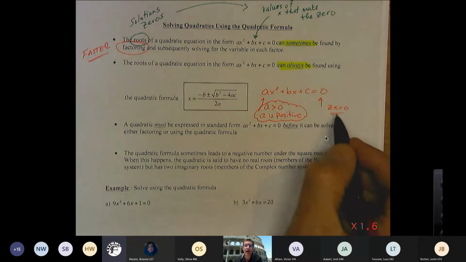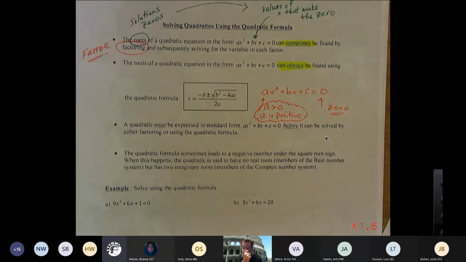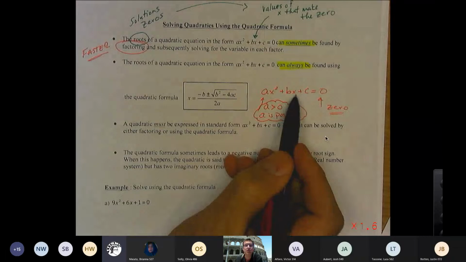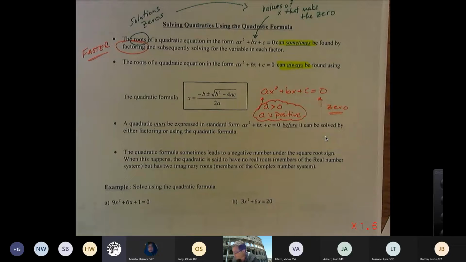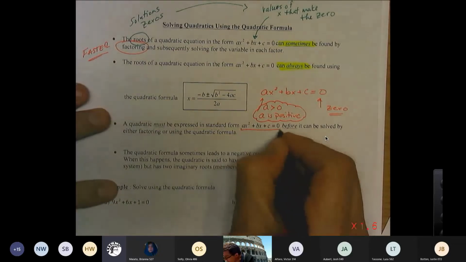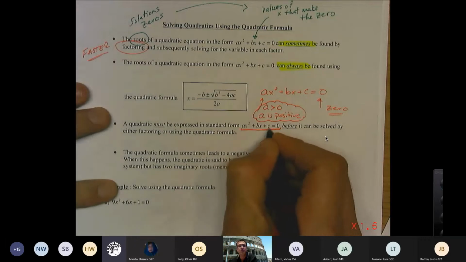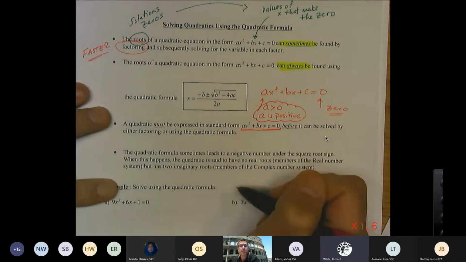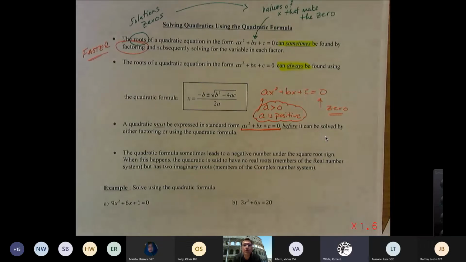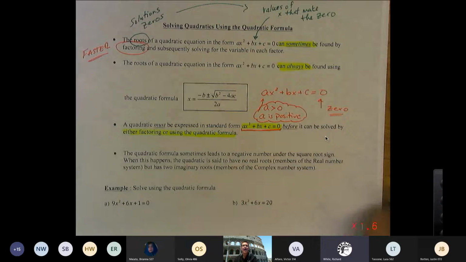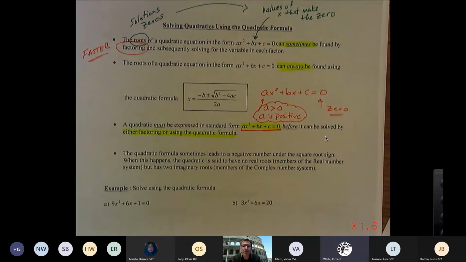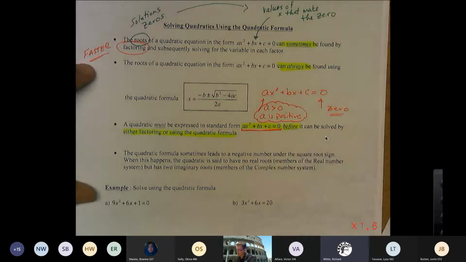This is a necessity mathematically. It must be equal to 0. You can't be using this unless it's in this form. So a quadratic must be expressed in standard form, and that's what this is called. This is called standard form: ax squared plus bx plus c equals 0. And we like a to be positive before it can be solved either by factoring or using the quadratic formula. So setting it equal to 0 is just a necessity for anything, whether you're factoring or using the quadratic formula.